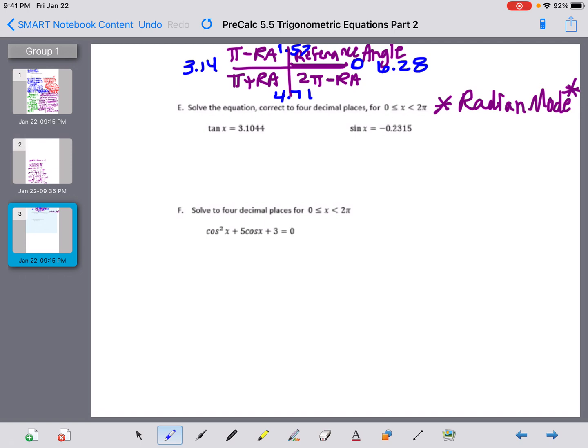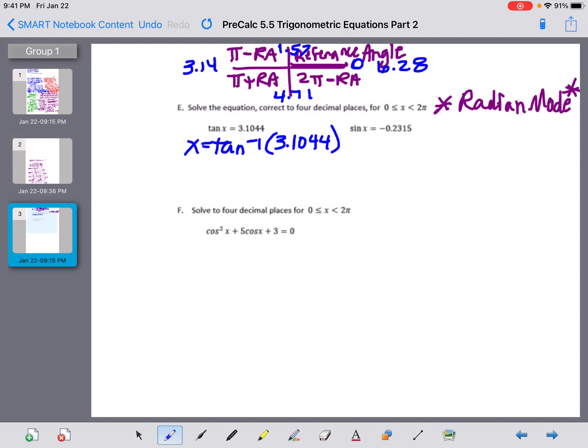Okay. So on E, the first one says tangent x equals 3.1044. So if my tangent is 3.1044, I want to find the angle that goes with it. So naturally, I'm going to do just like I've been doing. I'm going to take tangent inverse of 3.1044.